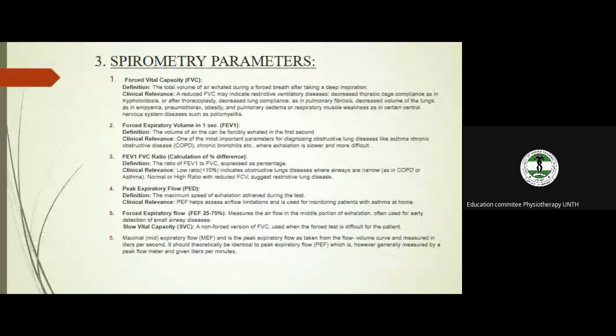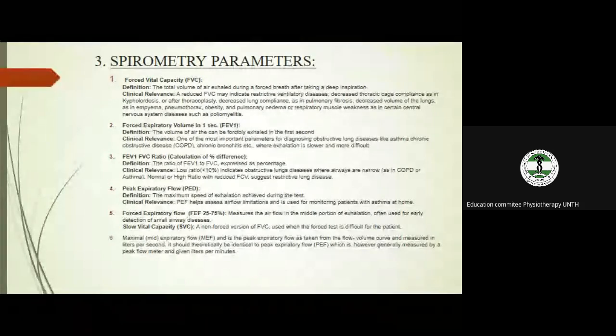Then peak expiratory flow, PEF. Definition: the maximum speed of exhalation achieved during the test. Then clinical reference. PEF helps assess airflow limitation and is used for monitoring patients with asthma at home. It's not like spirometry; you can take the peak flow meter home and use it to monitor patients with asthma.